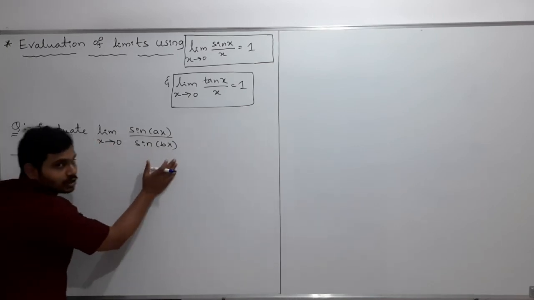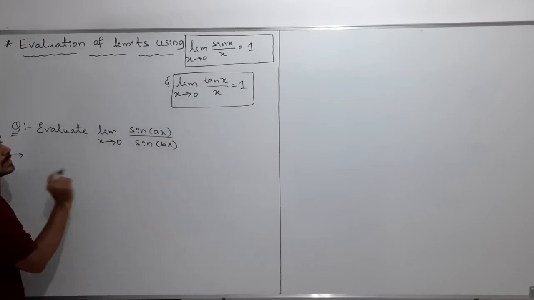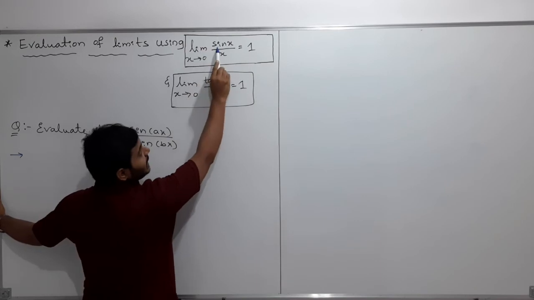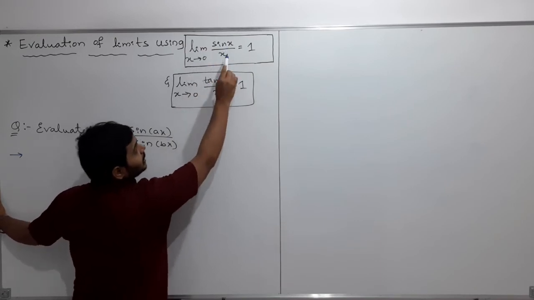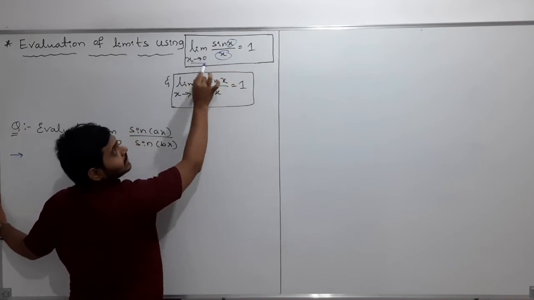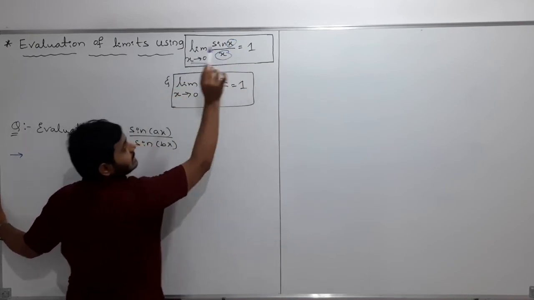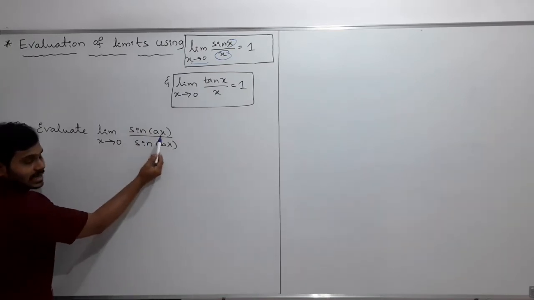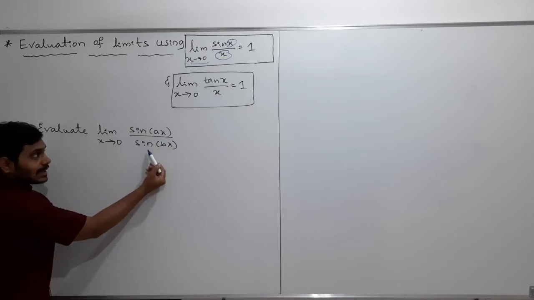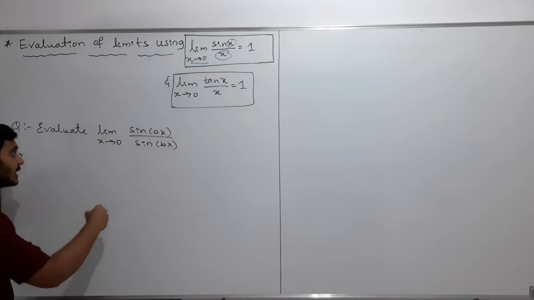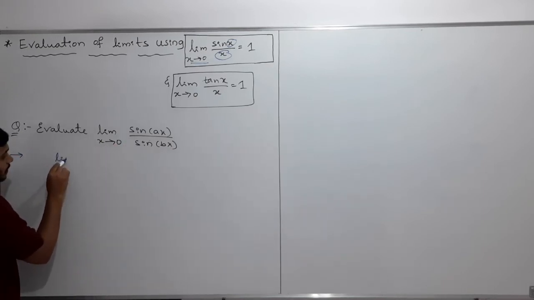To calculate the limit of this given function, my dear students, please remember the result we have: the limit of sin x by x as x tends to 0. It means the angle inside sine and the denominator should be the same, and as x tends to 0, the value is equal to 1. So to convert this, we have only sin ax in the numerator. If I have ax in the denominator also, then I can apply that result.